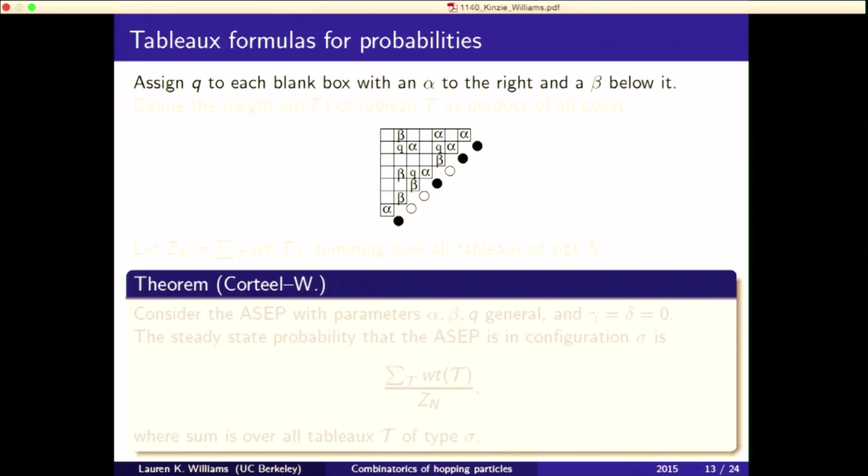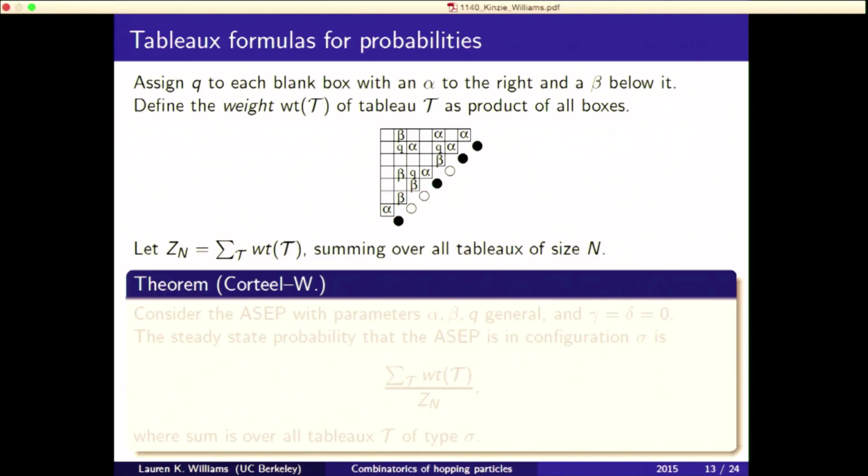Okay, and so I haven't yet put in the parameter q, but now we'll do it as follows in a deterministic way. So q gets attached to every blank box, which has an alpha to its right and a beta below it. So for example, I have a q here because there's an alpha to its right, and it doesn't have to be adjacent, just to the right, the nearest non-empty guy is an alpha, and below it, the nearest non-empty guy is a beta.